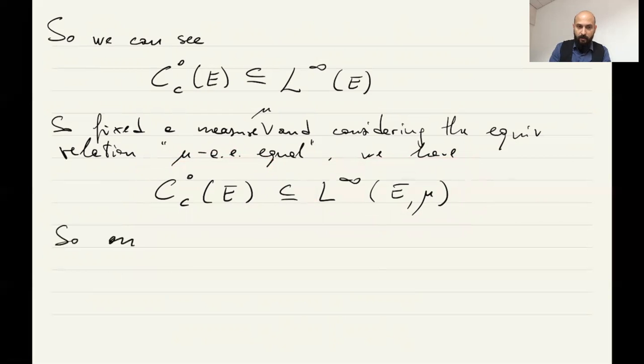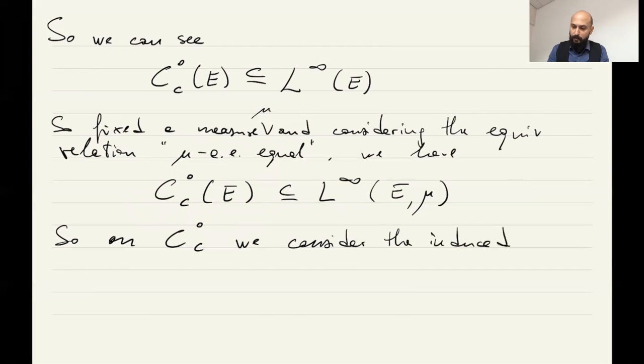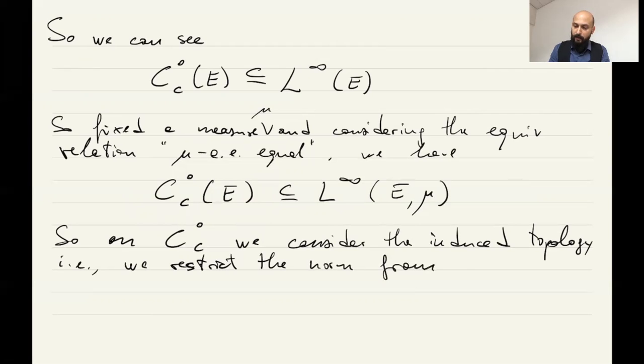So on C0C, we consider the induced topology, which is the same thing as saying we restrict the norm from L infinity.